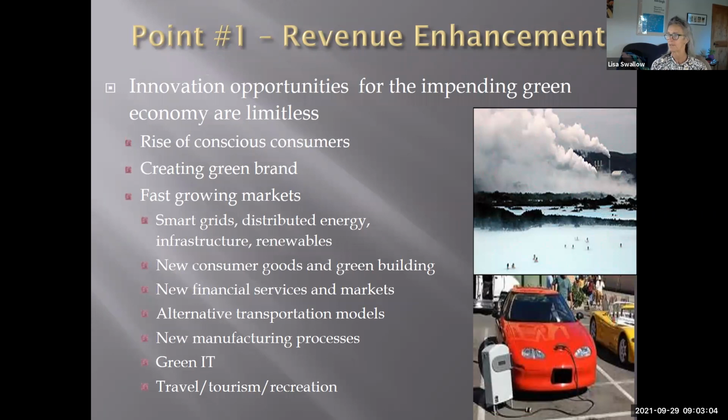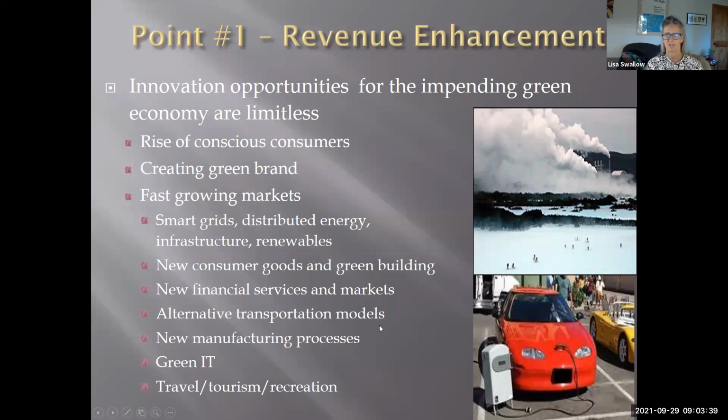So the first point was about revenue enhancement and innovation. And when your company converts or starts to transition to this idea of how do I take advantage of disruptive technologies and what's going on with the ever-evolving green revolution, I mean, the fastest growing markets across the board are in areas that somehow embrace green or sustainability.